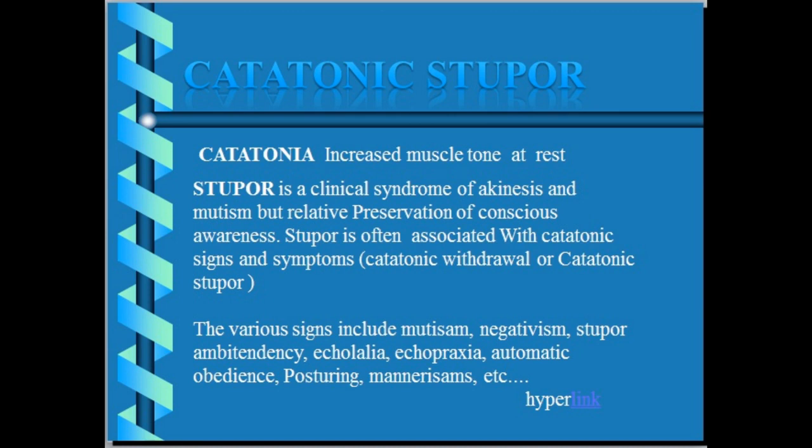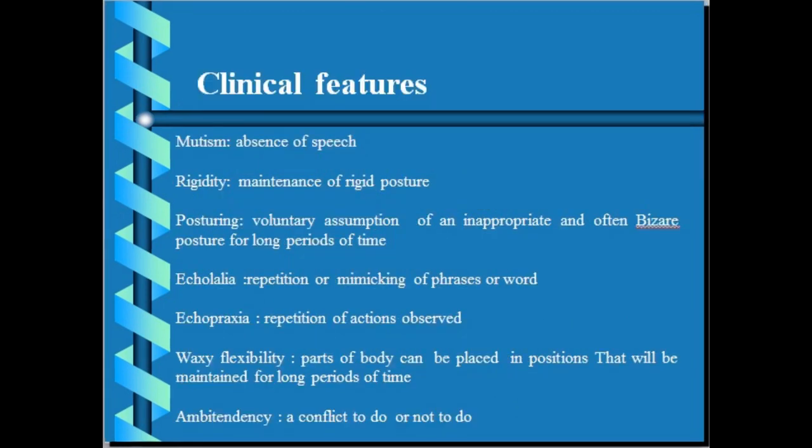The various signs include mutism, negativism, stupor, ambitendency, echolalia, echopraxia, automatic obedience, posturing, mannerism, etc. Next, clinical features. First of all, mutism. Mutism is the absence of speech. Next one is rigidity, maintenance of rigid posture.